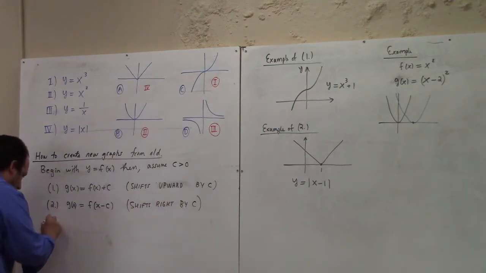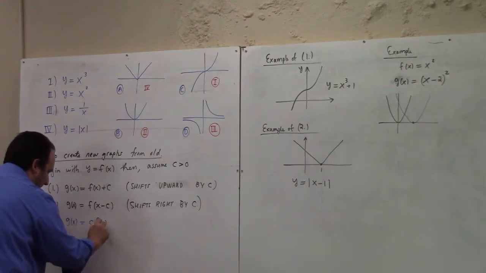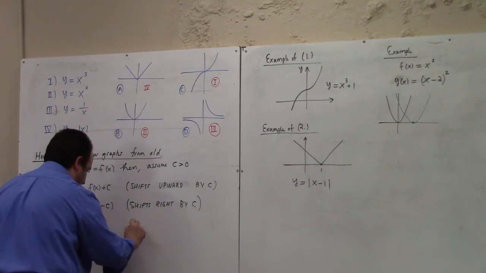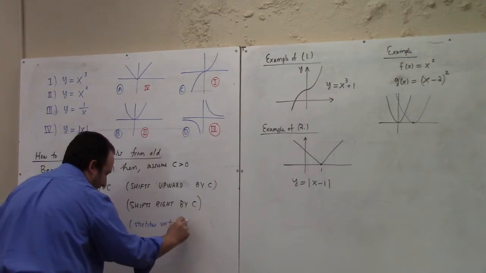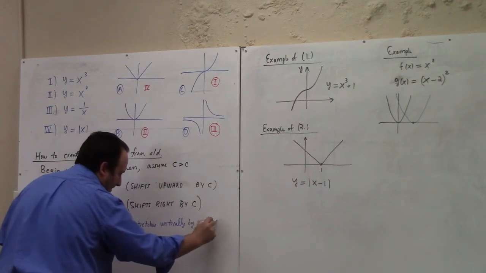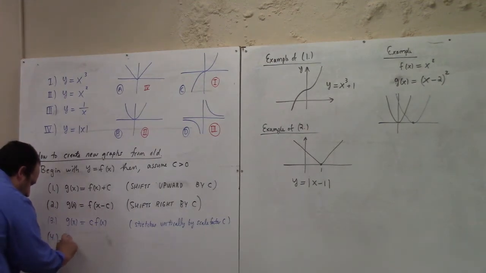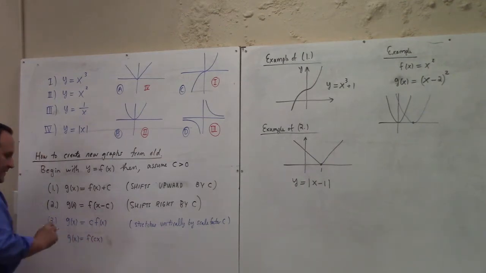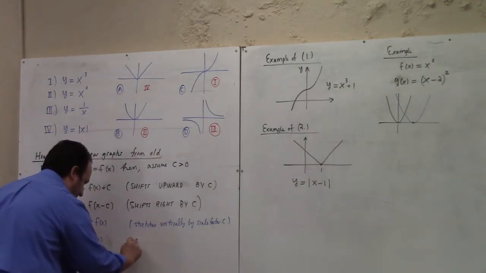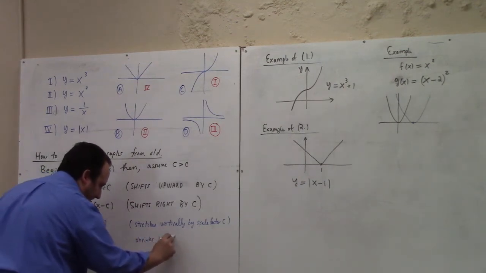3, if we let g of x equal c times f of x, then this is going to stretch vertically by scale factor c. If we do g of x equals f of cx, then it shrinks horizontally.